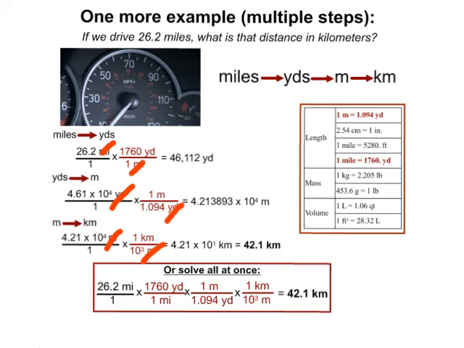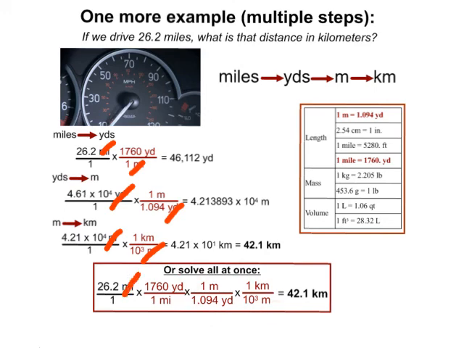Is that the right number of significant figures? Yes, it's 3 significant figures. I'm limited by 3 significant figures right there. Now, if you would like to solve this all at once, which is much more simple, you can do it either way, if you want to get used to this way, or if you'd like to solve it all at once. If I set the problem up by solving all at once, I simply start with what I know, 26.2 miles, and I multiply by each of those conversion factors.